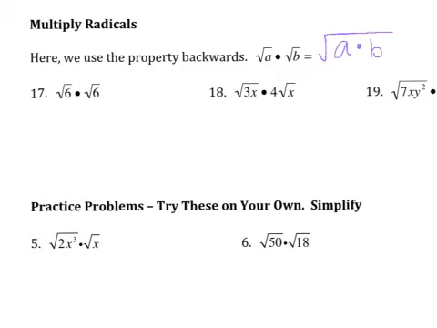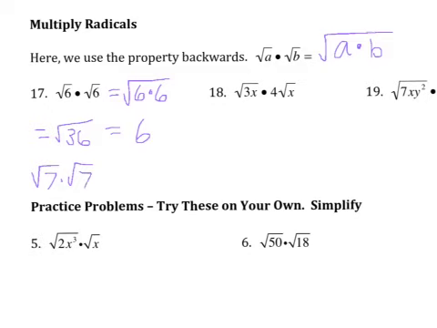We have the square root of 6 times the square root of 6, which would equal the square root of 6 times 6, all inside the radical, which is the square root of 36. And we all know the square root of 36 is 6. So 6 would be our final answer. This actually is a trick, and it works for all radicals, well, for all square roots.